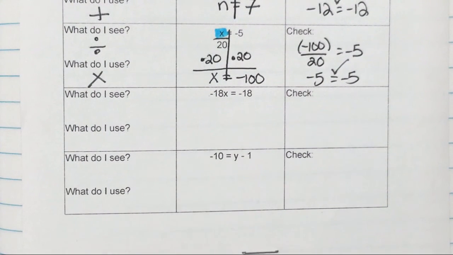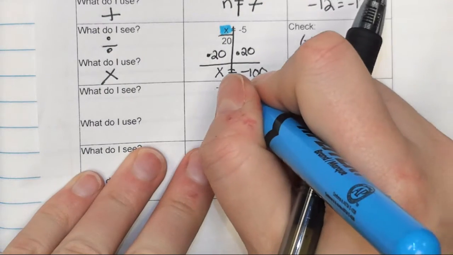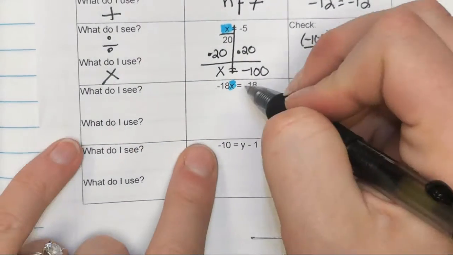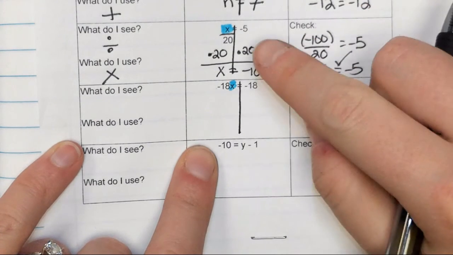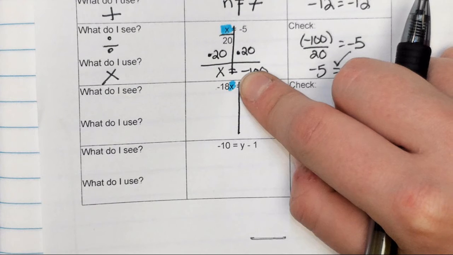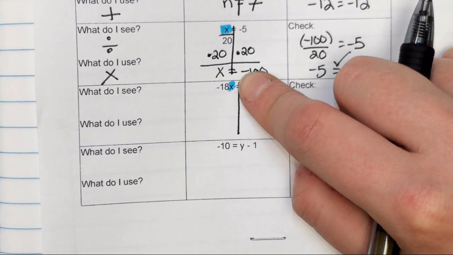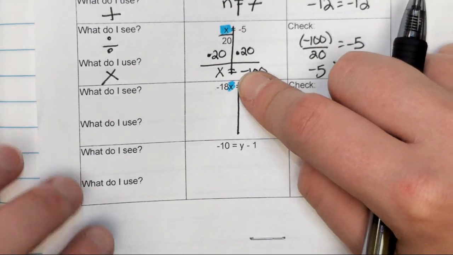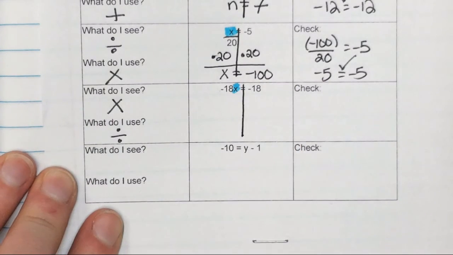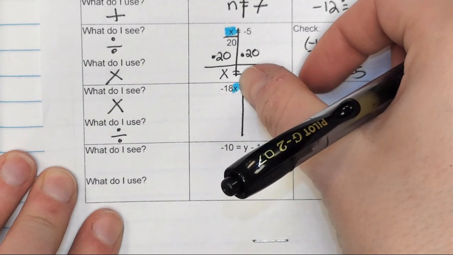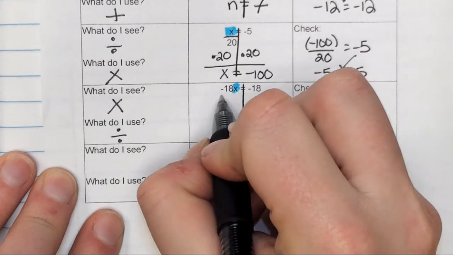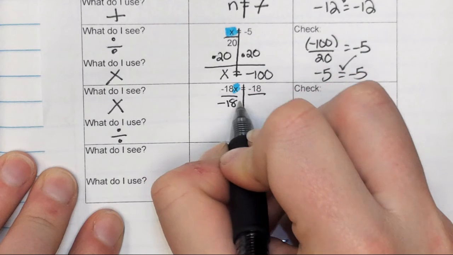Variable's on the left. Highlight it so I can see it. Focused on the left-hand side of my equation. Drawing a line down the middle. Negative 18x. I see multiplication. Remember, when it's invisible, you can't really see the times sign. It's going to be multiplication. I'm going to use division to solve. So I'm multiplying by a negative 18. I'm going to divide both sides by a negative 18.